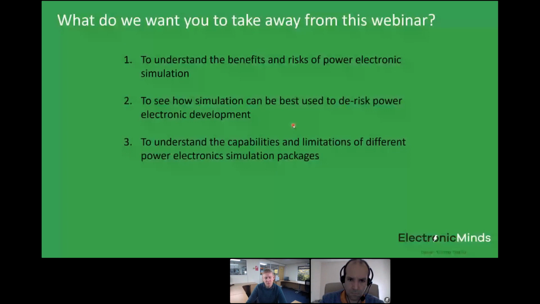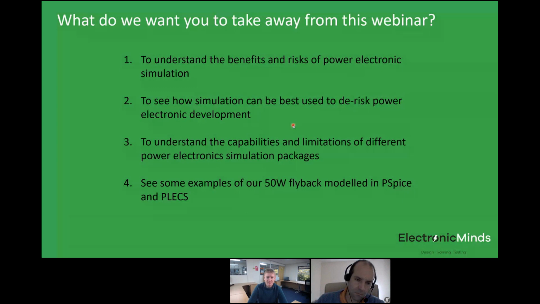The examples I'm going to talk about today are based on our 50 watt flyback converter. This is a converter that I keep referring back to throughout this powerful knowledge series. In some of the earlier webinars, we spent some time looking at how to design the magnetics for that 50 watt mains flyback, including finite element analysis.